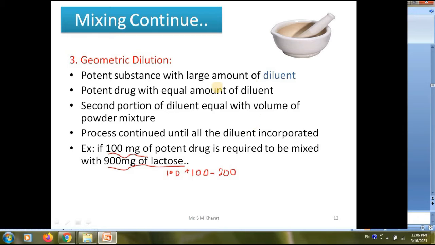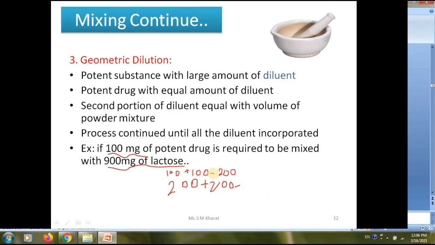But if you see, I have to add 900 mg of lactose to prepare my final preparation. In my first step, the total amount of powder right now is 200 mg. So I will take 200 mg of this first one, and I will add an equal amount of diluent, that is again 200 mg of lactose. Now I will again triturate it. So this is my second step.